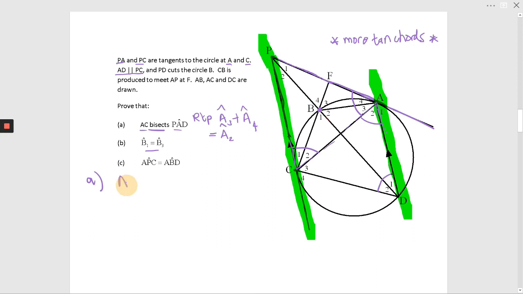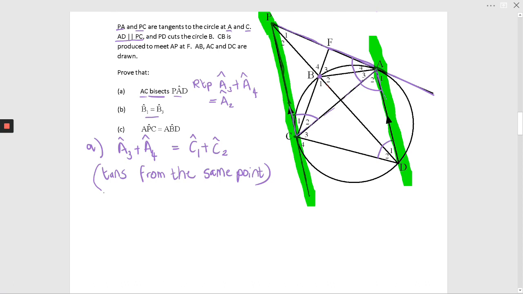I got that A3 plus A4, let's go the shortest route here, they were the same as C1 plus C2. And the reason for that was tangents from the same point. And then from the parallel lines, I got that C1 plus C2 was equal to A2. And that was because of my alternate angles.